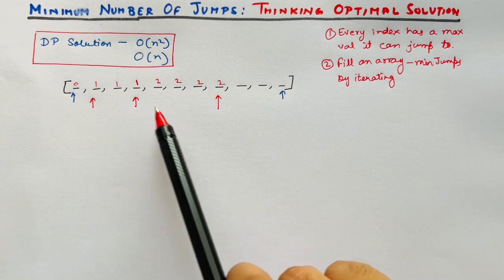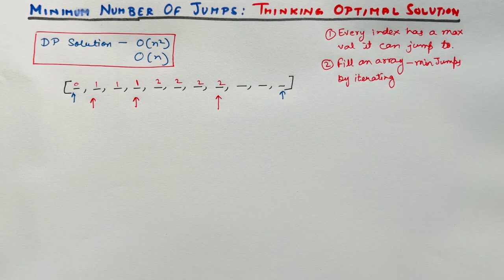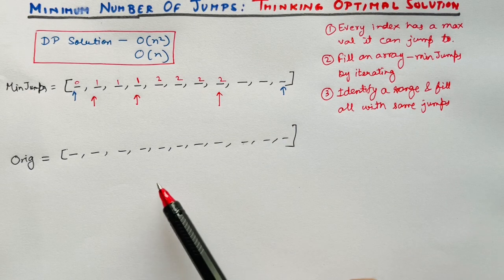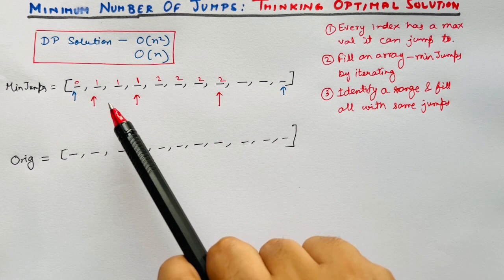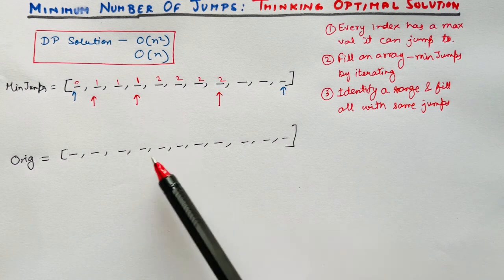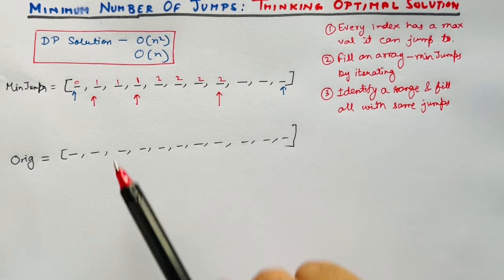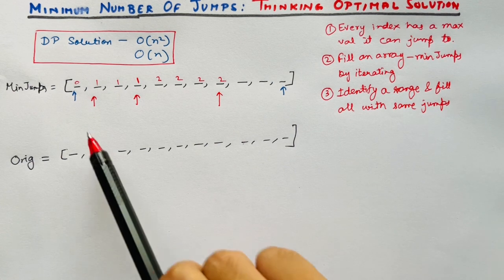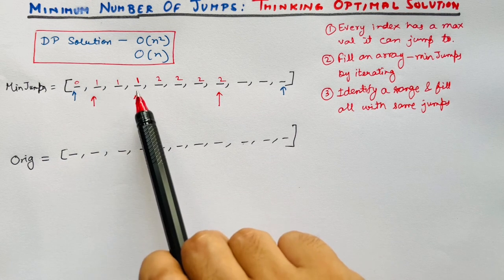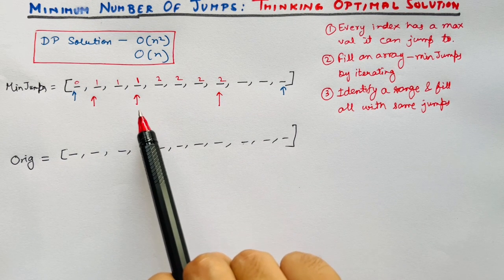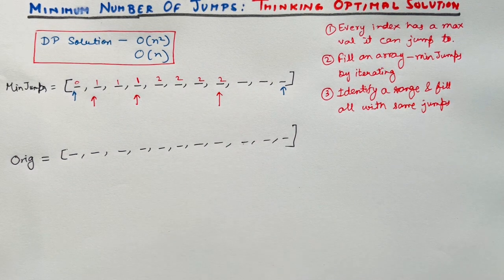Now, how are we trying to fill this array? To fill this array, we are iterating our original array. So let's say this was our original array, and in this array, we are filling the values of minimum number of jumps to reach each of these indices. Now we can see that for a range of indices, these values are the same. For example, from index 1 till index 3, all these indices can be reached in 1 jump. Then index 4 to index 7, all of these can be reached in 2 jumps.